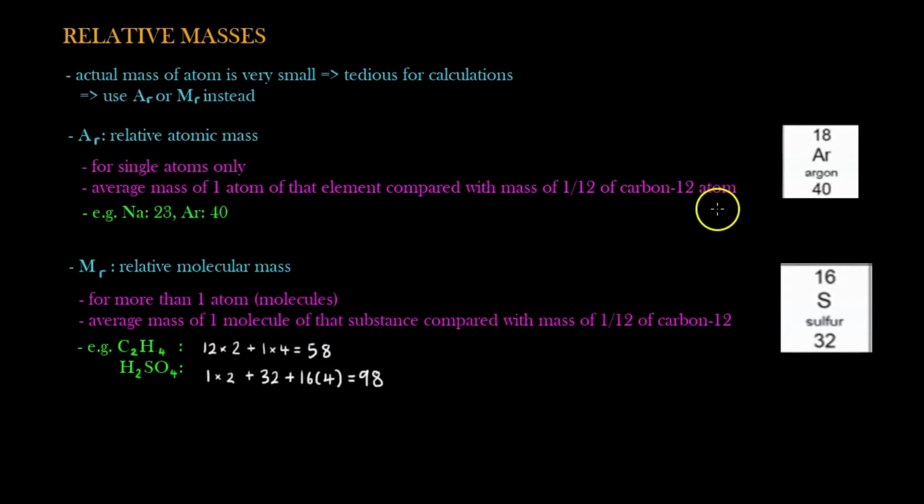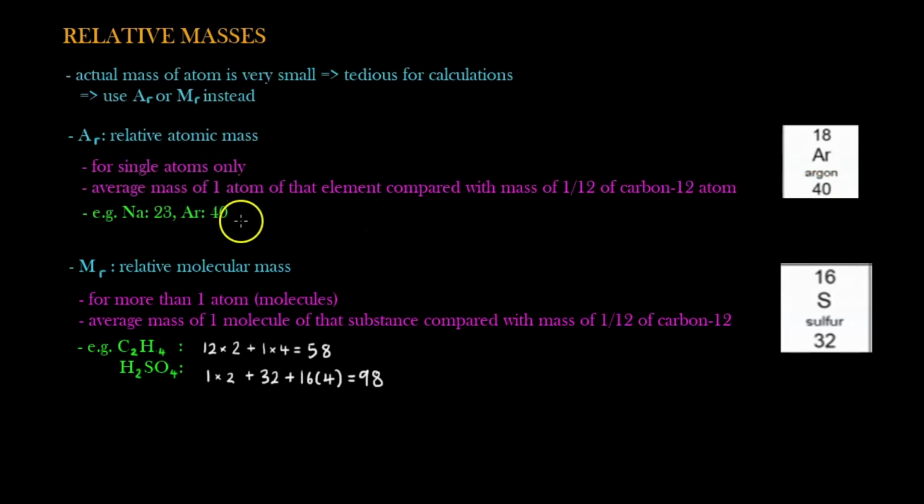AR is defined as the average mass of one atom of that element compared with the mass of 1/12 of a carbon-12 atom. Basically, this is how they get the numbers here, 40 and 32 for example. And this one you have to memorize. Basically, we are using carbon-12 as a standard for everything to compare with, so we can give them a relative mass, in the case of argon and sulfur, etc.